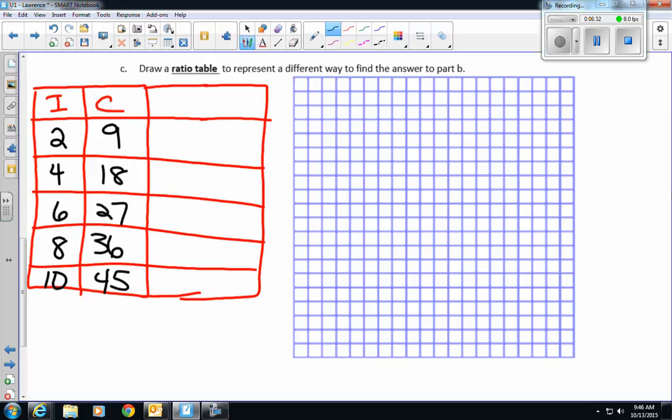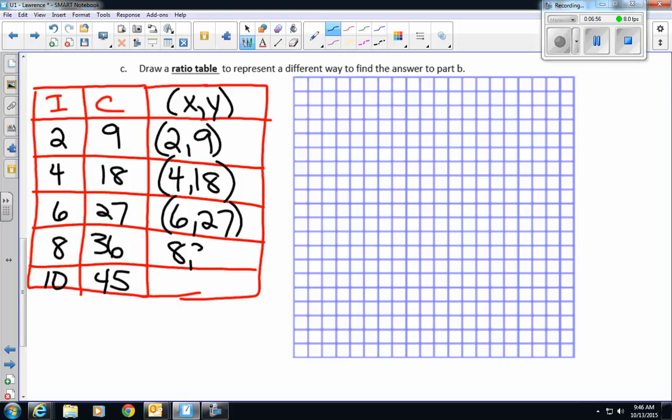The third column I want you to put in the label is X, comma, Y. And then it's going to become 2, 9, 4, 18, 6, 27. Remember that these are coordinates now. They must be inside parentheses and divided by commas. Okay?